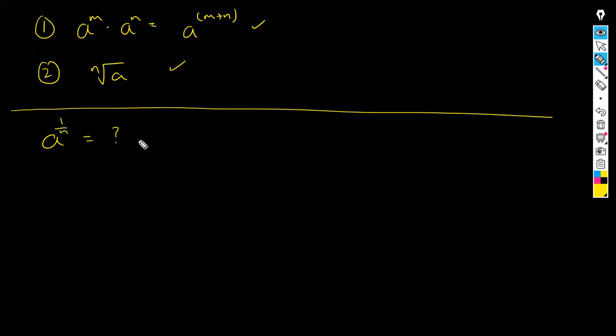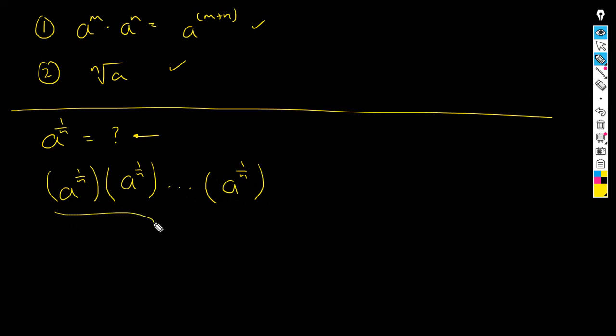In order to know what's gonna be the meaning of this thing, we have to do a little experiment. It's a very simple experiment. What we're gonna do is this: I'm gonna multiply such number by itself. How many times? I'm gonna multiply it n times. The same number, multiplied by itself n times.